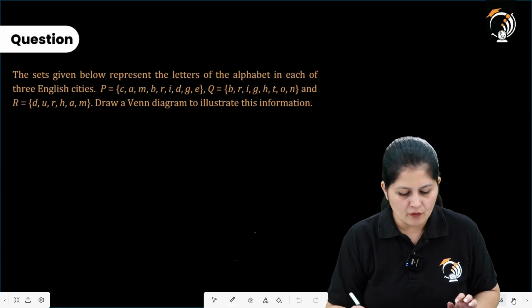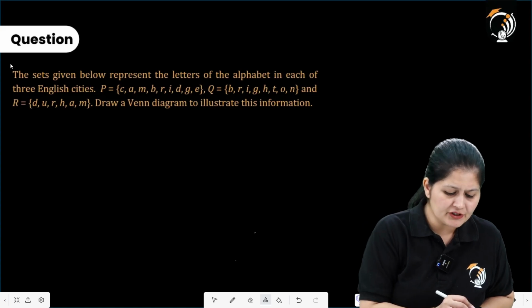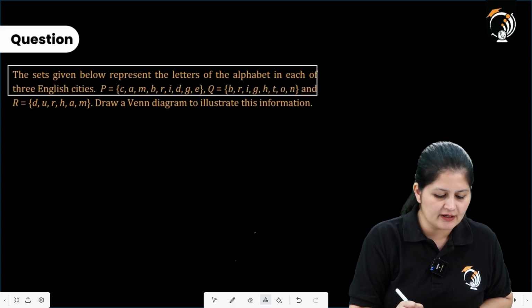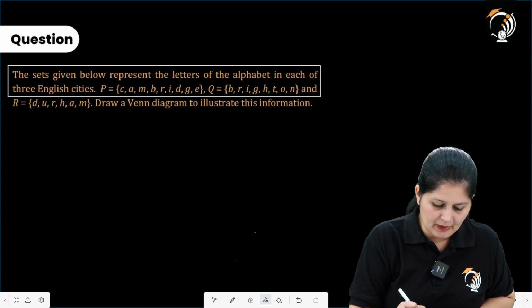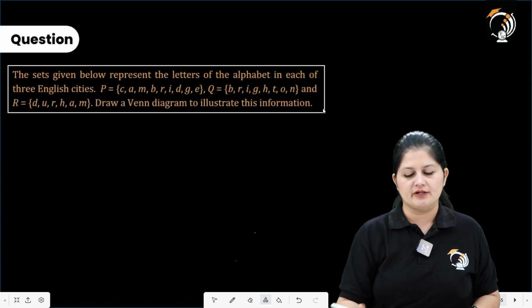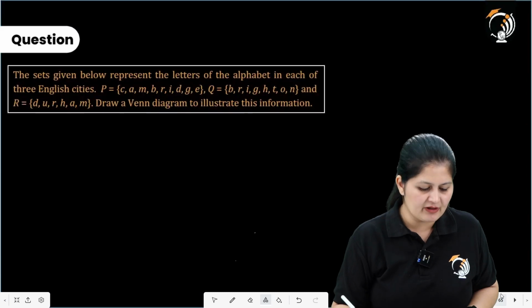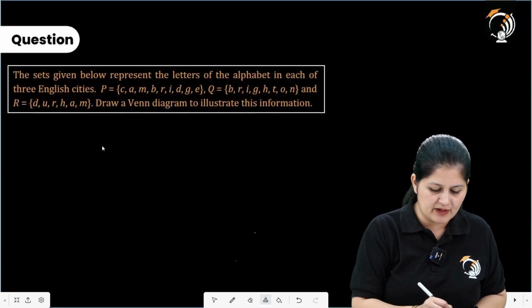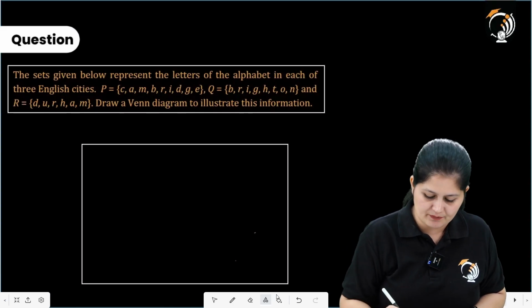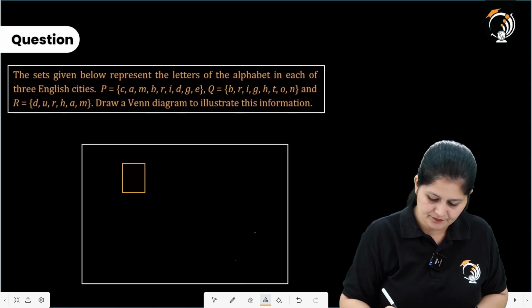Okay. Now, moving forward, let's have the next question, which says, the sets given below represent the letters of the alphabet in each of three English cities, P, Q and R. Draw a Venn diagram to illustrate this information. So, we need to make a Venn diagram to illustrate the given information. Let's make the Venn diagram. We are given three sets here, P, Q and R, so let's make the respective circles.